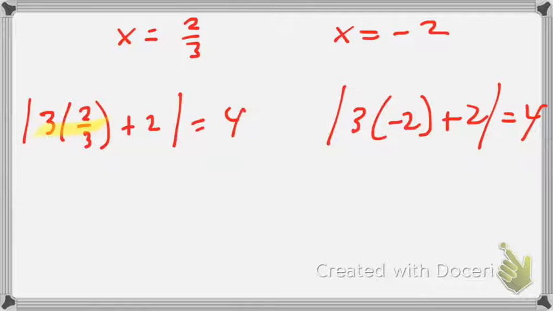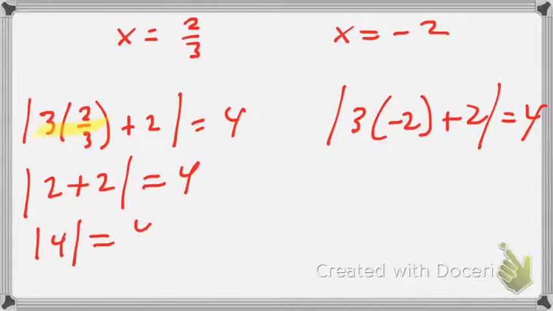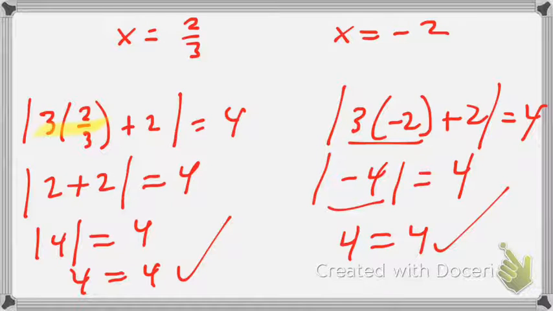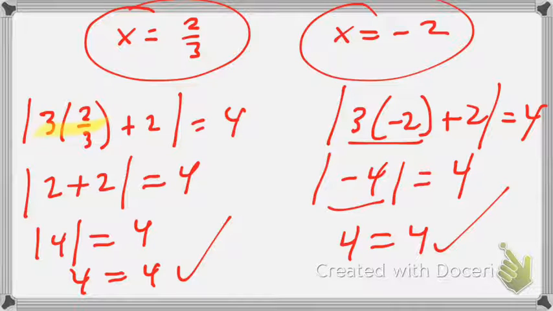So 3 times 2/3, that's going to give you 2 plus 2. So the absolute value of 2 plus 2 is 4. The absolute value of 4, does that equal 4? Yes. And then here we have -6 plus 2, that's -4. The absolute value of -4 is 4. So that's good. So we know those are solutions.